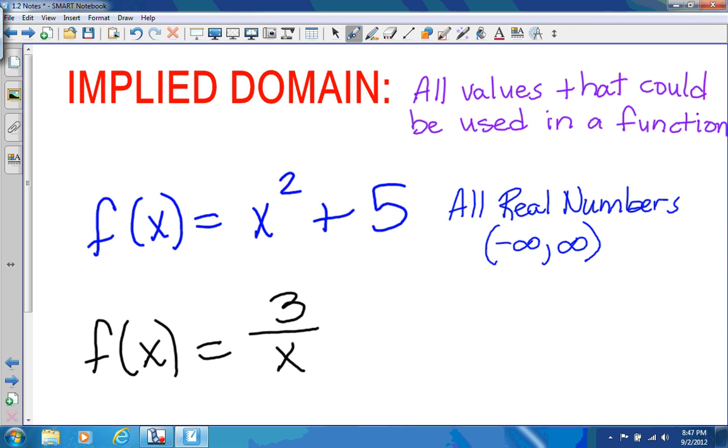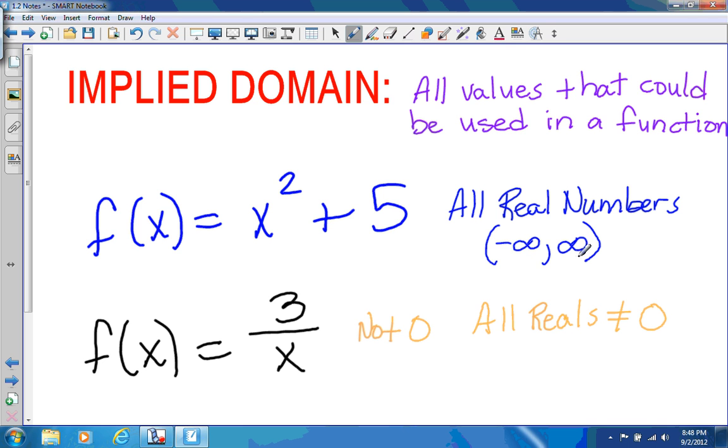This one here could start with all real numbers because you can put a 1, a 2, a 3, a 4, a 5 there, and you can take 3 divided by any of those. Sometimes you'll get a number less than 1, but that's okay. You can also substitute a negative value in because 3 divided by negative 1 is still negative 3, or negative 2 is negative 1.5. But you cannot put 0 into this because you can't divide by 0. So our implied domain for this particular function would be all reals except for 0.